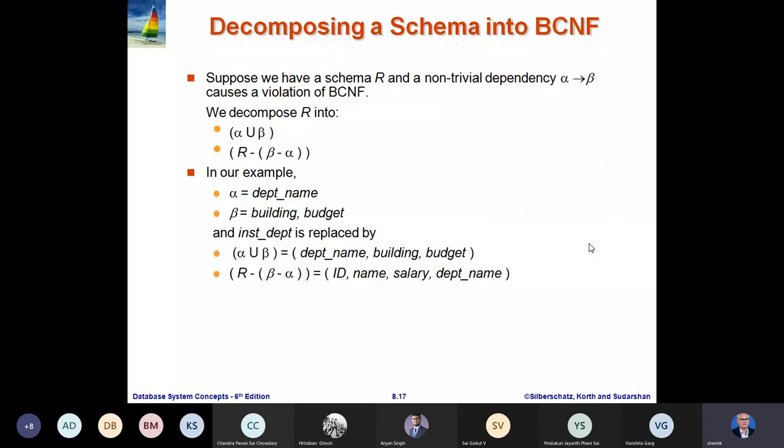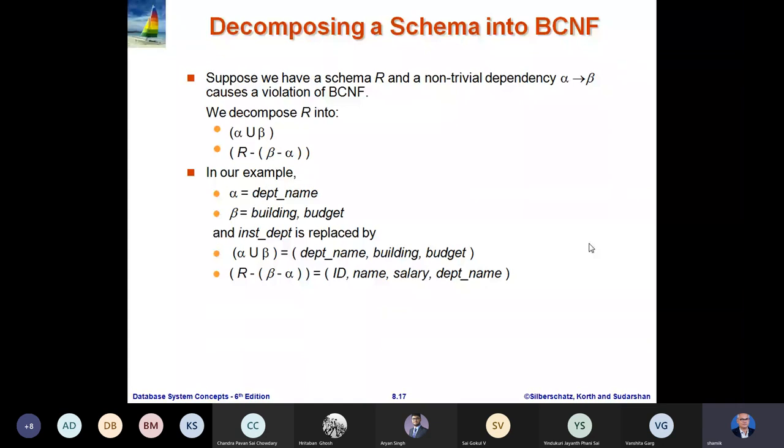Then what we'll do is decompose this schema R into two schemas. R1 will be alpha union beta, and R2 will be R minus beta minus alpha. So if any of these columns are in both alpha and beta, those are removed from beta, and then that is subtracted from R.